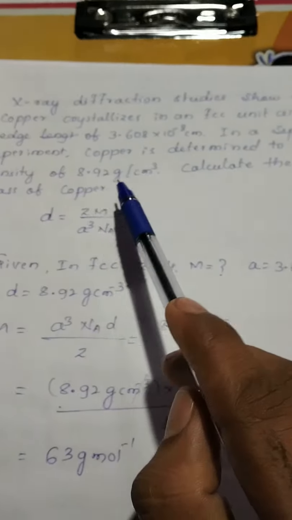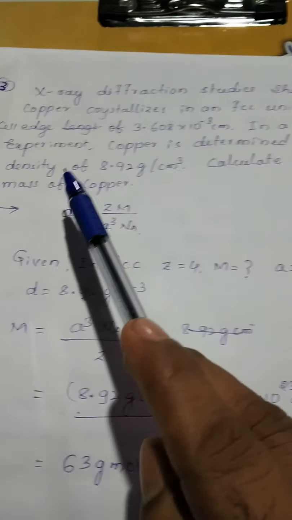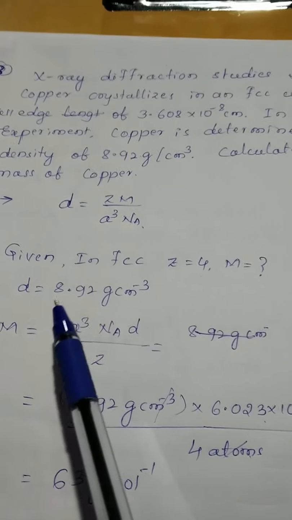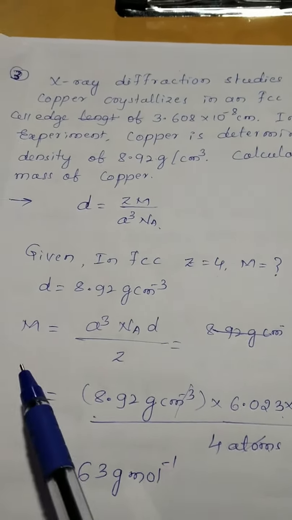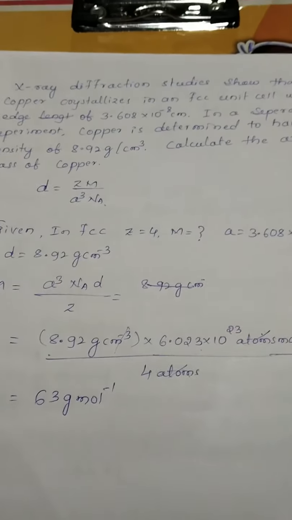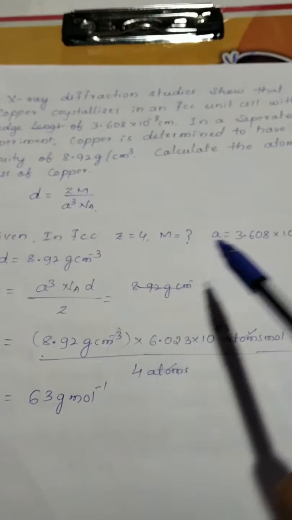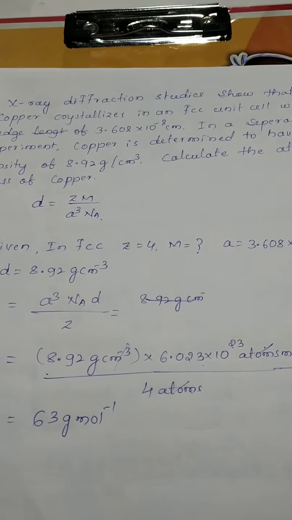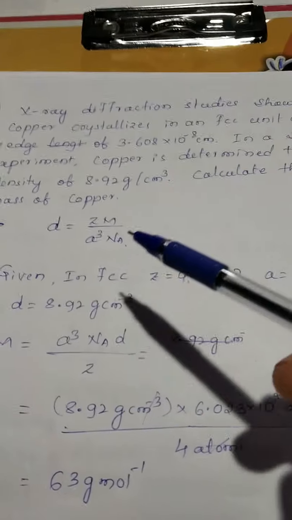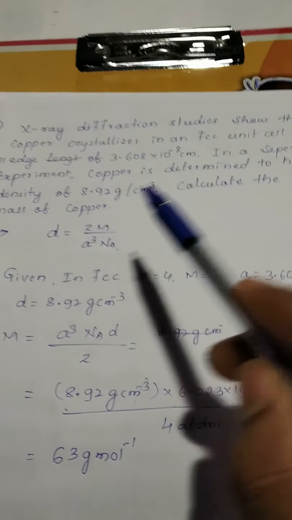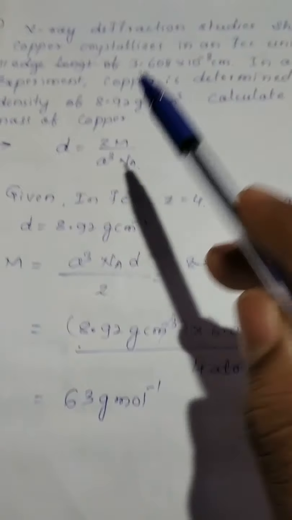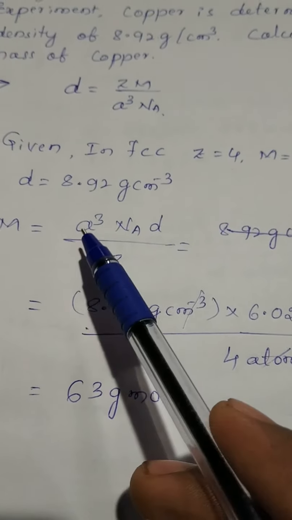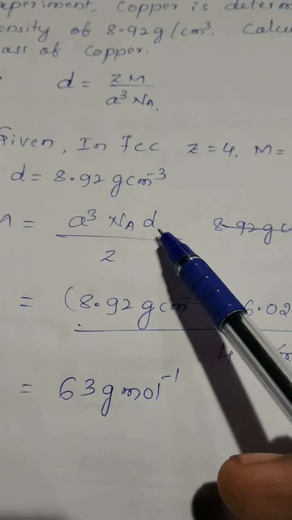And in a separate experiment, copper is determined to have a density of 8.92 grams per cm cube. Okay, this is the given data. Based on this data, we have to use the formula, that is d equal to Z into M divided by a cube into Na. But they have asked you to find the molar mass of copper. Hence you have to rearrange this formula like this: M is equal to a cube into Na into d divided by Z.